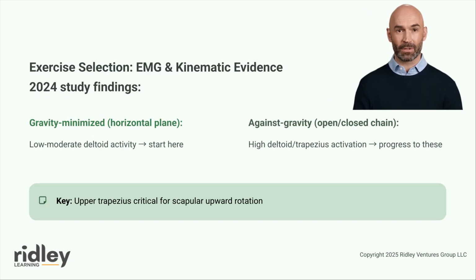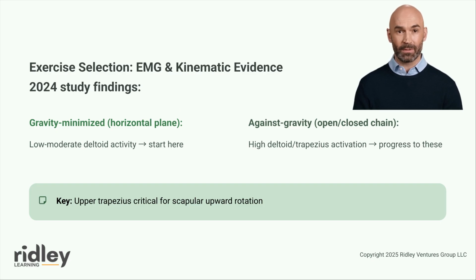Let's now turn to exercise selection and progression based on electromyographic and kinematic evidence. Contemporary research has applied electromyographic analysis and three-dimensional kinematic assessment to characterize muscle activation patterns and scapular mechanics during commonly prescribed rehabilitation exercises, providing an empirical foundation for exercise selection and progression after reverse arthroplasty.